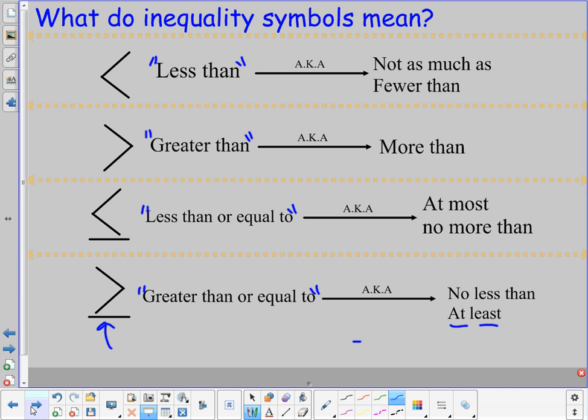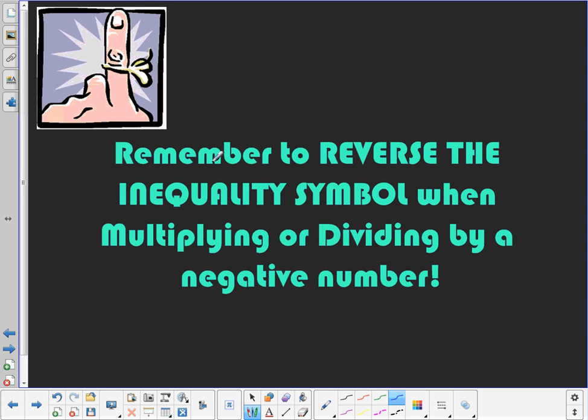The last thing that we need to remind ourselves about inequalities is that when we are multiplying or dividing by a negative, we need to make sure that we are reversing the inequality symbol. So remember to reverse the inequality symbol when you multiply or divide by a negative. We always have to take a look at what we're multiplying or dividing by to see if we have to flip the sign.